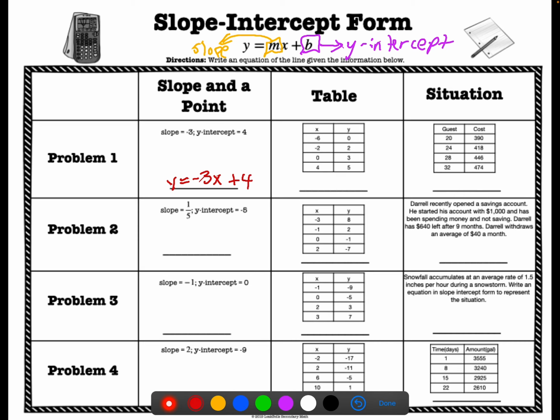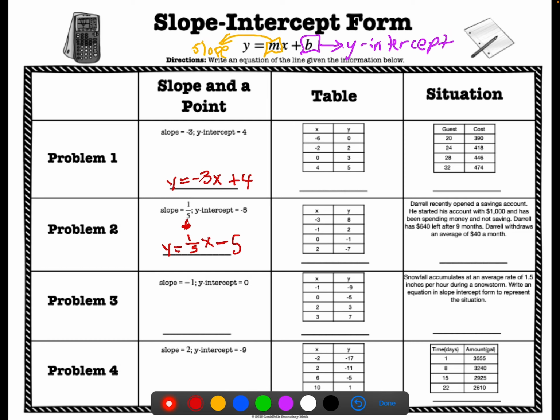All right, we're going to do the next problem. Y equals 1/5x, and 1/5 because that's our slope, our m. And then now it's going to be a minus because of this -5, so -5. See how easy it is to write an equation in slope-intercept form if we have the slope and the y-intercept?